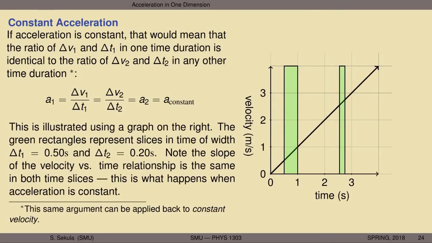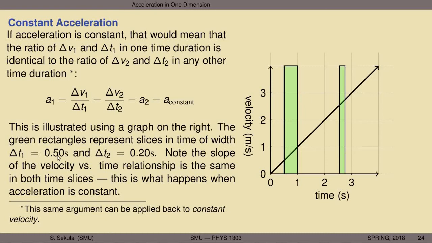And we can represent this graphically using the same techniques that we did for position versus time, now for velocity versus time. So over here on the right, I have a graph of velocity on the y-axis and time on the x-axis, or the vertical axis and the horizontal axis, depending on how you want to say it. And the arrow, the black arrow, represents the relationship between velocity and time. And if we slice the velocity at two different time segments, so for instance, here is delta t1, the first of the two segments in the wide green rectangle, and here is delta t2, the second of the two time segments in the second rectangle.